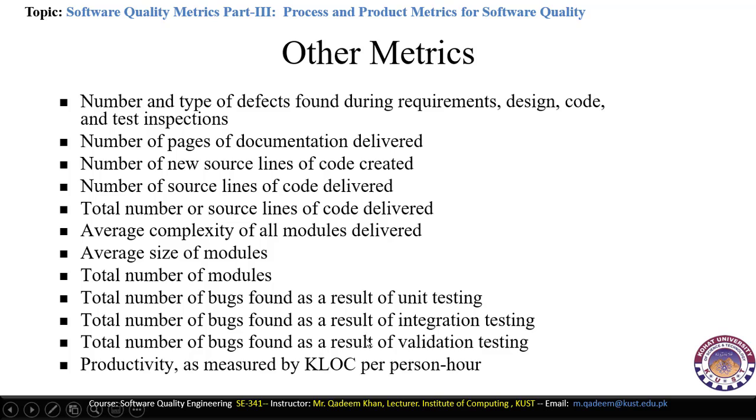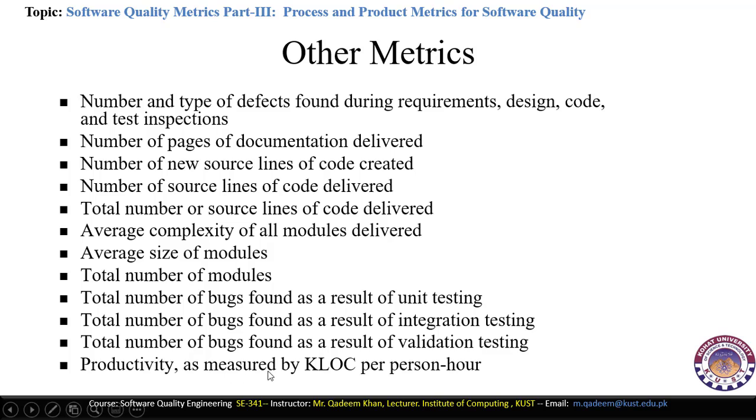Total number of bugs found as a result of the validation test. The validation test is the final test, which means that we have to validate that the software is performing the exact operation as anticipated by the end users. So in the validation test we can also identify different sorts of bugs. If these bugs are found, then we document all of them, and the number of bugs will act as a metric for the software system.